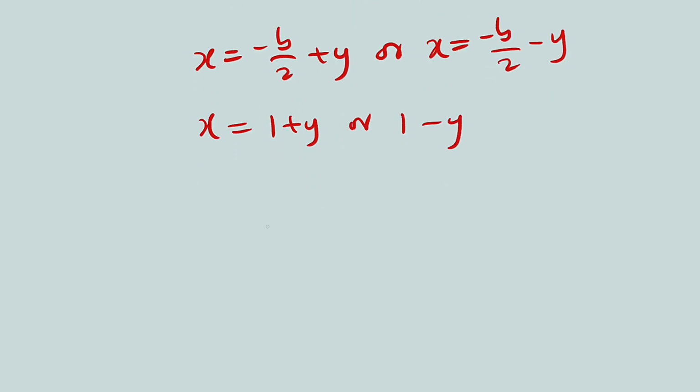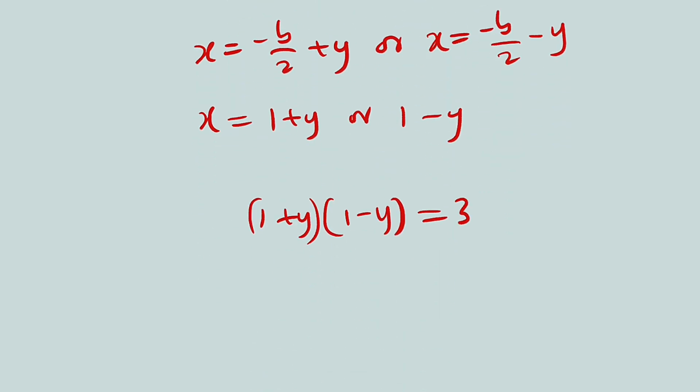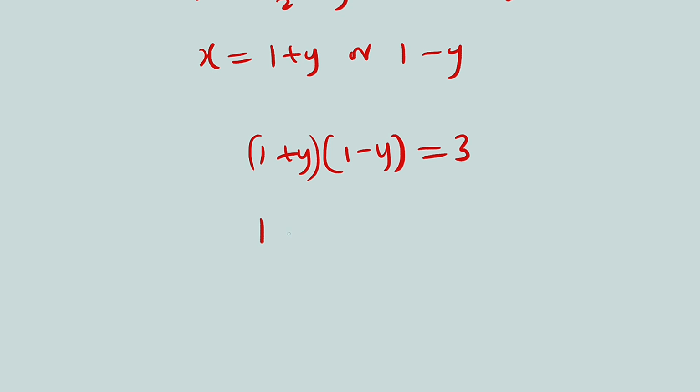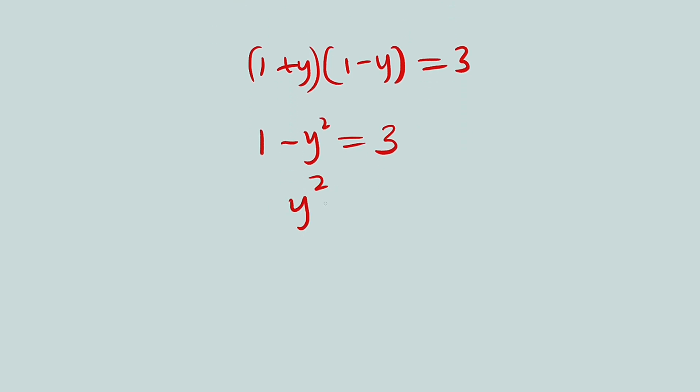Let's multiply them together. 1 plus y multiplied by 1 minus y. This will give us the constant, which is equal to 3. 1 squared is 1 minus y squared, sorry, it should be negative. Y squared, this is equal to 3. Therefore, y squared will be equal to 1 minus 3. Y squared is equal to negative 2.